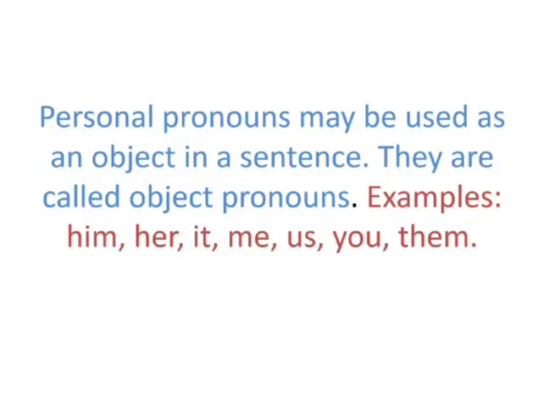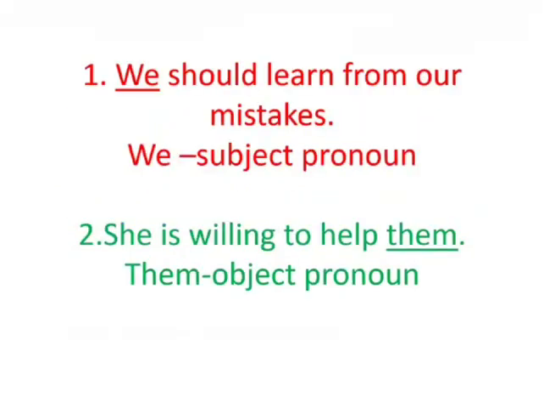Personal pronouns may be used as an object in a sentence. Then they are called object pronouns. Examples: him, her, it, me, us, you, them. All these pronouns are used at a place of the object. So they are called object pronouns.